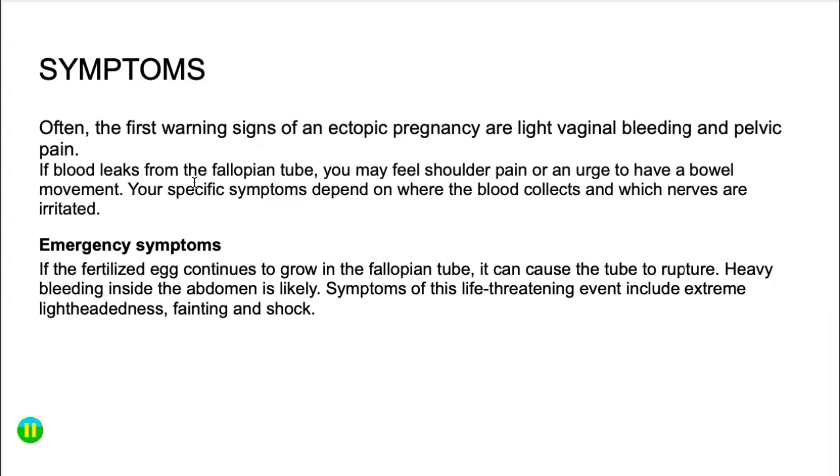If you have an urge to go to the washroom every now and then for bowel movements, this is really not very ordinary. This is something wrong that's happening in your system, and you have to go and see the doctor ASAP. It's one of the red flags.